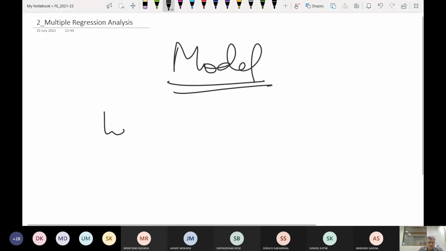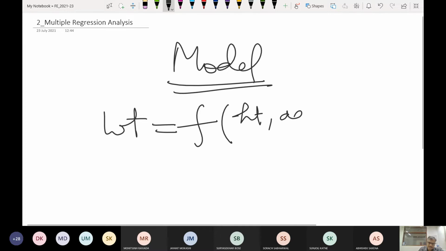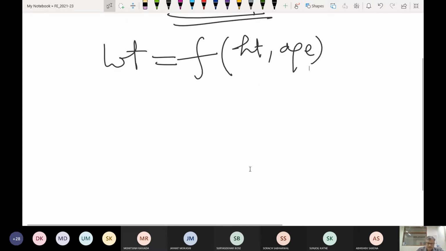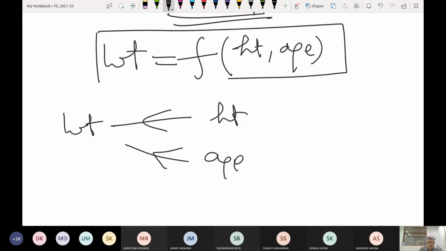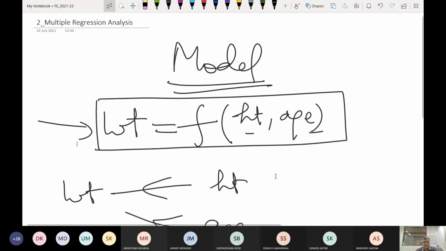so that we know how weight is dependent upon, this is the style of writing, function, height and age. So if I put it in a simple way, how weight is getting impacted by height and age. And this model I want to build so that I can suggest to people of a certain height and age what would be the appropriate weight for them. So that is something which we are trying to model.